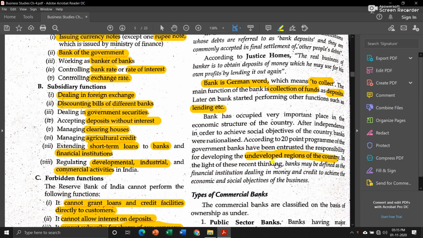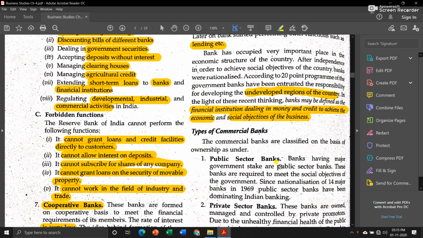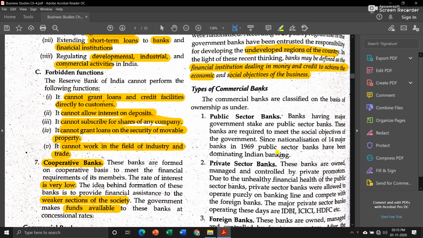In the light of this recent thinking, banks may be defined as financial institutions dealing in money and credit to achieve the economic as well as social objectives of the country. Earlier it was only economic objectives, but these days social objectives are also included. Now let us see different types of commercial banks. First is public sector banks.